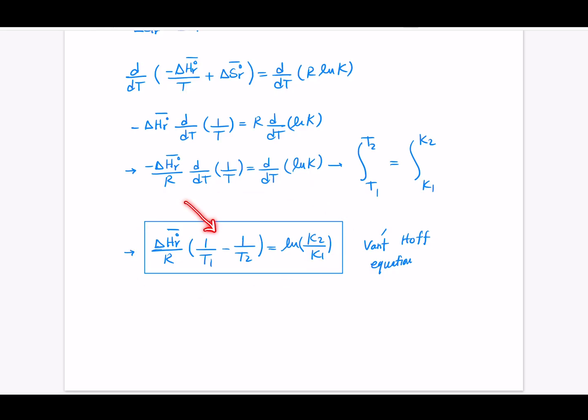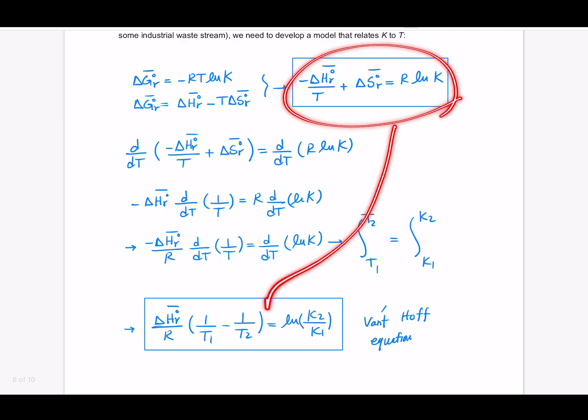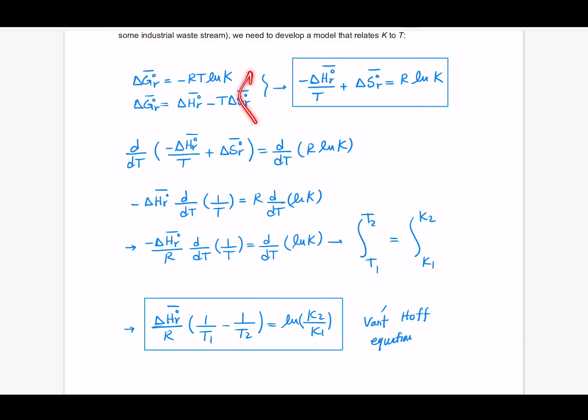And the good thing about this relationship is there's no delta S involved, so you don't need any information about delta S. It's only relying on delta H, which can be easily measured or quantified using the heat exchange of the system with the surrounding. So this is how we get from this relationship to something more practical, which has K1, K2, T1, T2 without any delta S, using this derivative we mentioned.